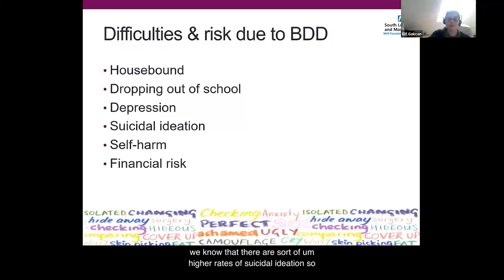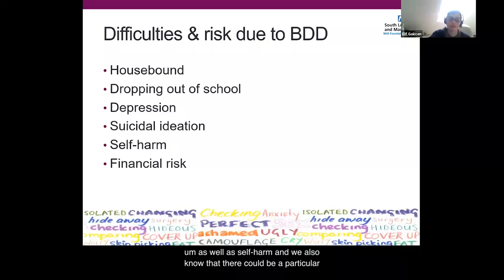We know that there are high rates of suicidal ideation, so thoughts about not wanting to be around because of some of the difficulties they're experiencing. And it's unsurprising that depression can be quite common, as well as self-harm.